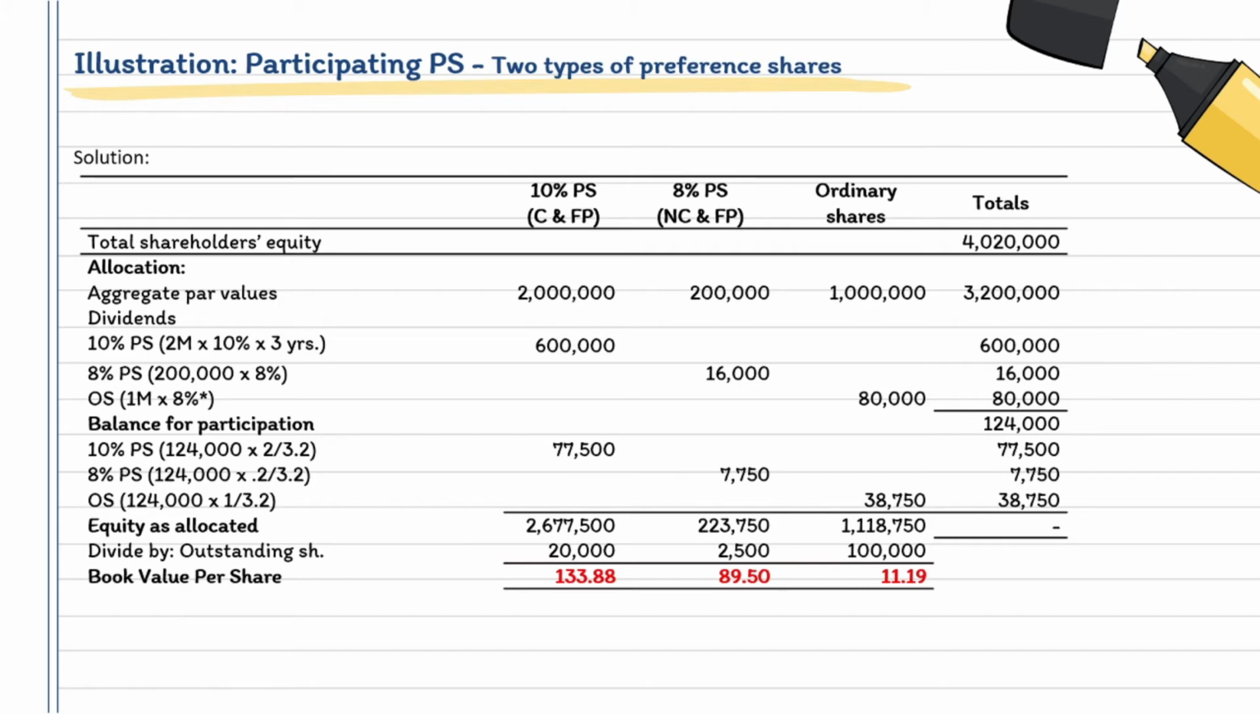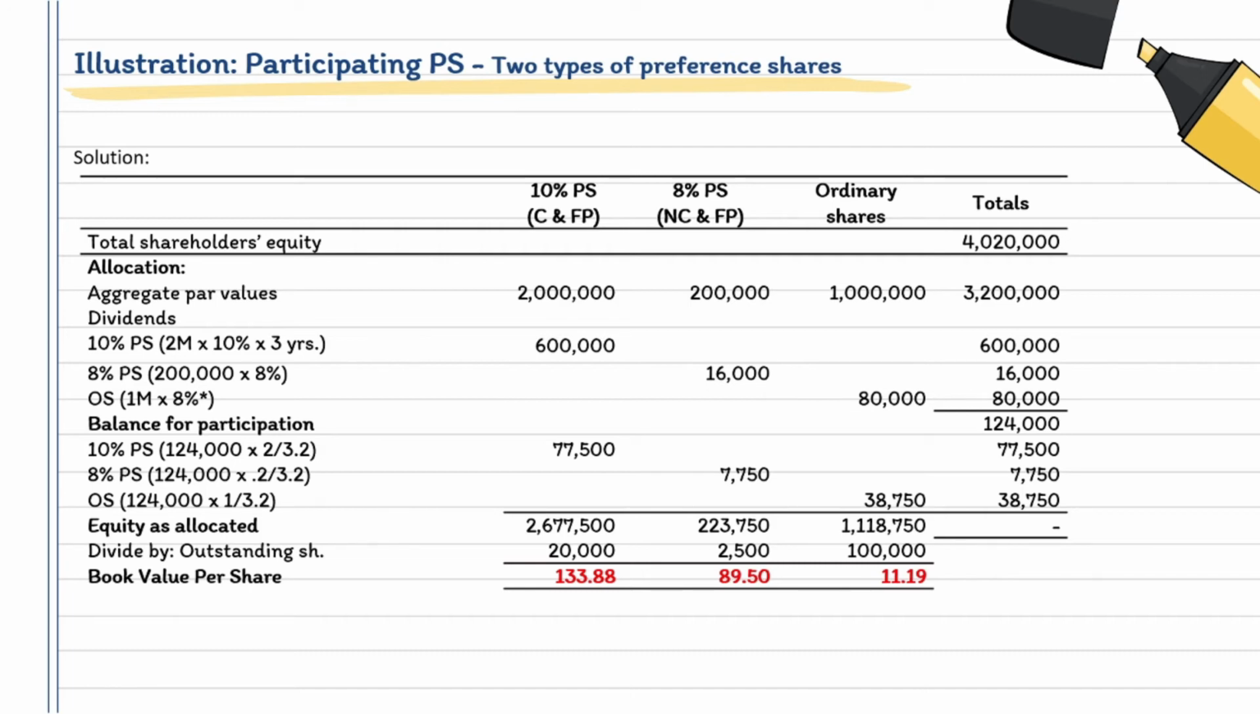You will have 80K. What we have completed in the allocation, we deduct from the total shareholders' equity. So, 4.02M minus 3.2M minus 600K minus 16K minus 80K, you will have a total of 124K, which will be the balance for participation. So, this excess we allocate pro rata. For the 10% PS, 124K times its pro rata based on its aggregate par value of 2 over 3.2 equals 77.5K. For the 8% preference share, 124K times 0.2 over 3.2, 7.75K. And your ordinary shares, 124K times 1 over 3.2 equals 38,750.